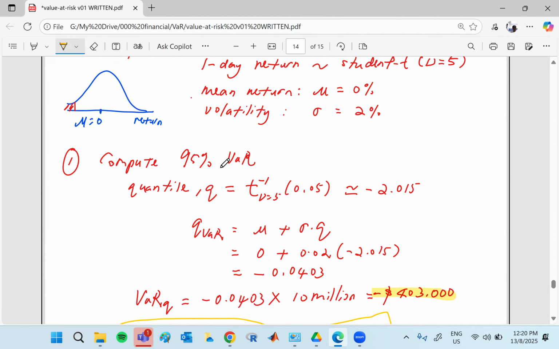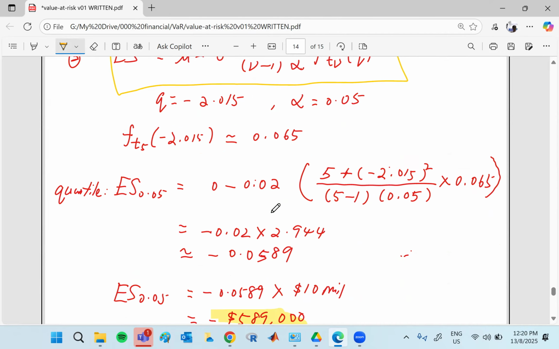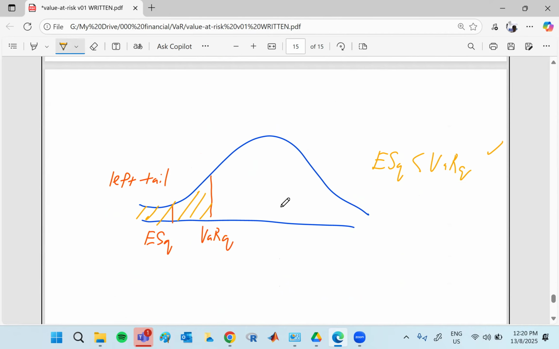A very simple numerical example. So we'll end this session with this. The whole session is basically about finding the expected shortfall after we determine the value at risk.